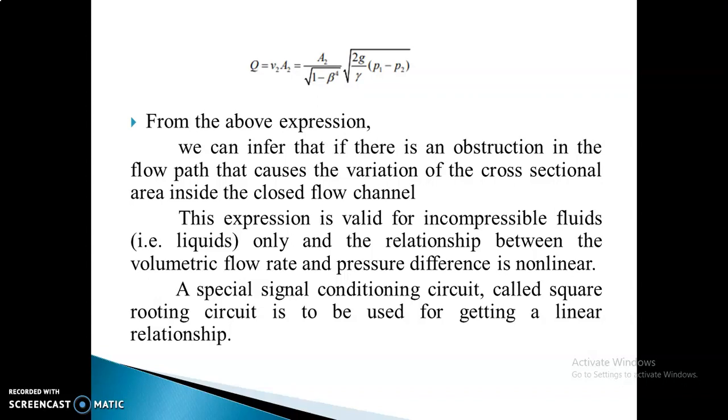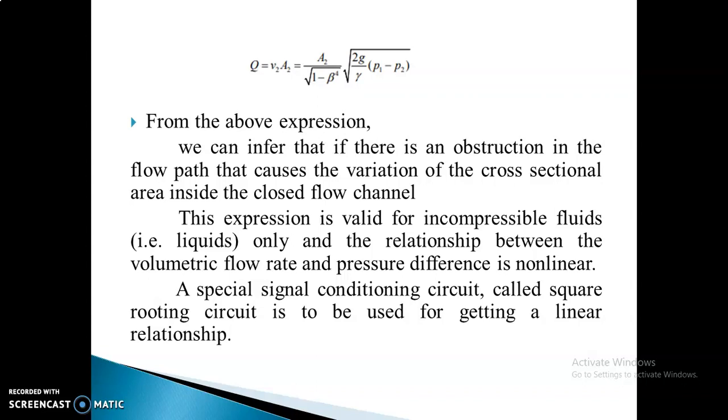From the above expression, we can infer that there is an obstruction in the flow path that causes a variation of cross-sectional area inside the closed flow channel. Moreover, this expression is only valid for incompressible fluid, that is liquid, and the relationship between volumetric flow rate and the pressure difference is non-linear.